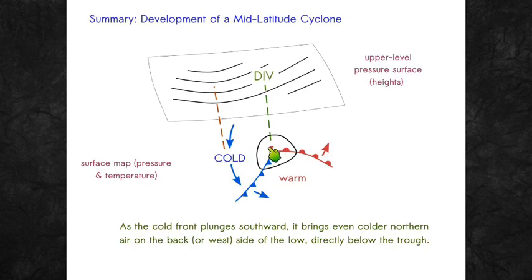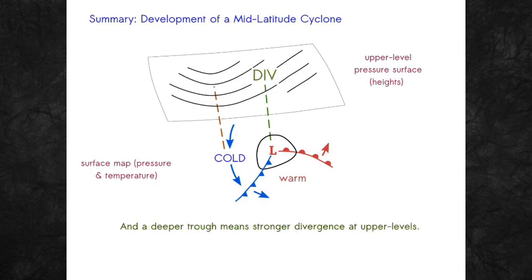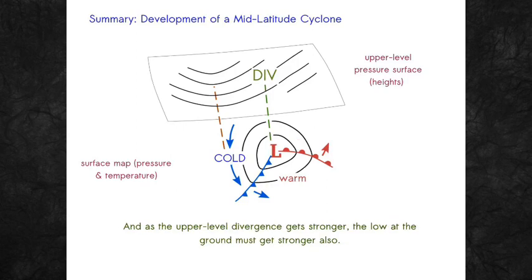Because of the way this is configured, that cold air on the backside of our low pressure center sits more or less right below the trough. And so the colder we make that air, the more the layer contracts, and the more the layer contracts, the deeper the trough gets. And of course, as the trough gets deeper, the divergence associated with the trough gets stronger. Stronger divergence removes more mass from the air column, which causes the pressure at the ground to drop.